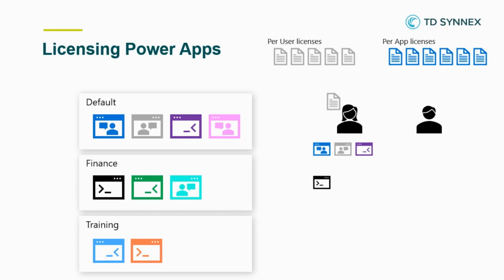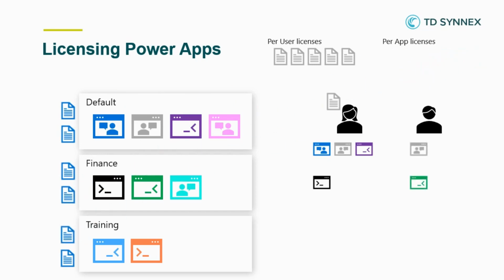Let's look now at the per app licenses, and these licenses are not assigned to users, they're assigned to environments. So what about our other user? Well, he has these 2 apps shared with him. And as soon as an app is shared with him, then a per app license in each of the environments where the app is located is assigned to him, 2 licenses in this case.